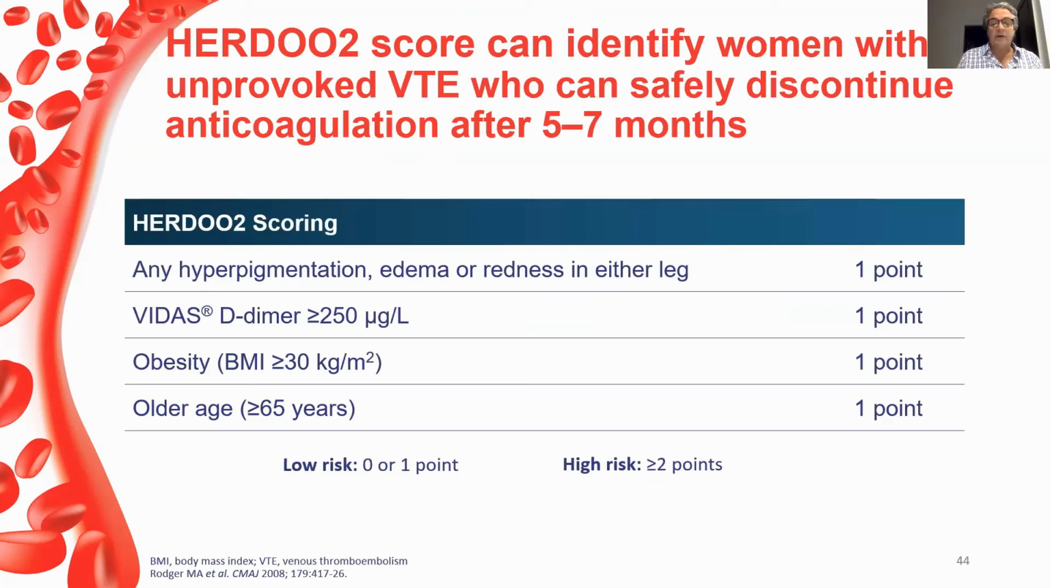So this is the HER-DOO2 score. You get 1 point for each of those. Notice the D-dimer that you have to order. It was validated with a Vidas D-dimer. You can get one of those. You just have to specifically request it.